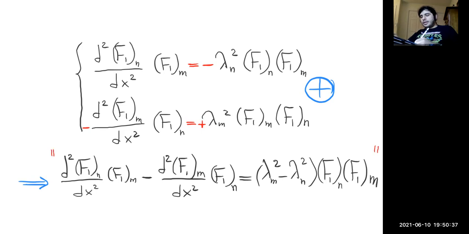Now here we are assuming lambda m and lambda n are different. n and m are different, therefore lambda m and lambda n are different. So this thing here is non-zero.